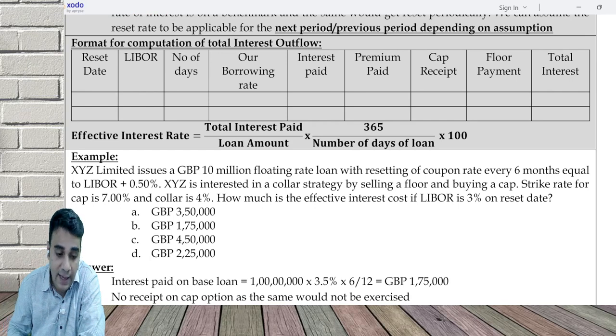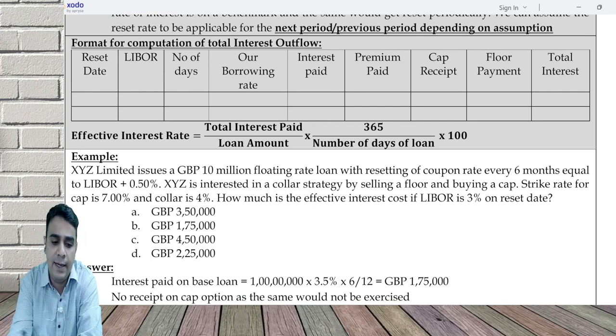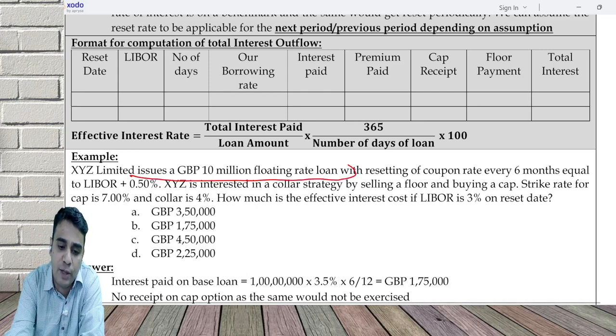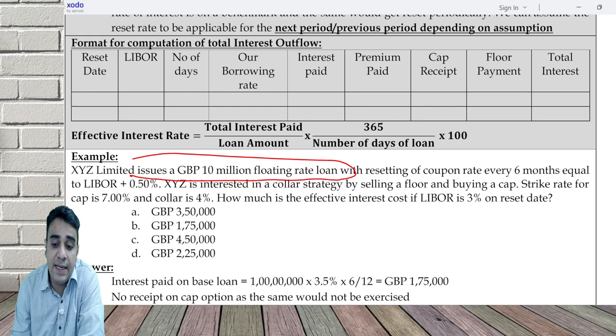Let's understand. XYZ Limited issues GBP 10 million floating rate loan. Issues means you have issued an instrument, a bond, with a resetting of coupon every 6 months equal to LIBOR plus 0.5. So you will be paying LIBOR plus 0.5. XYZ is interested in a collar strategy, by selling a floor and buying a cap. That is, you will pay a minimum rate and a maximum rate. What is the minimum rate?